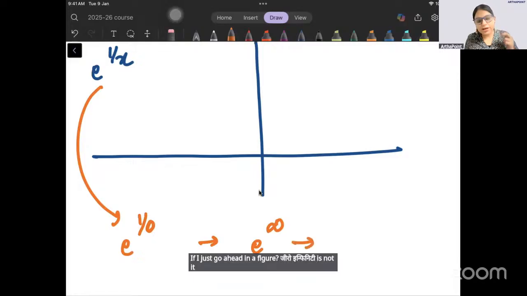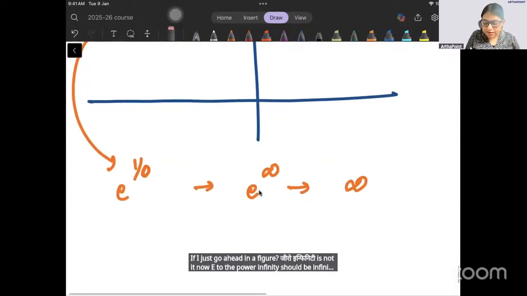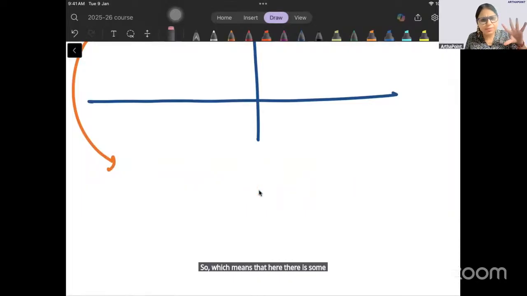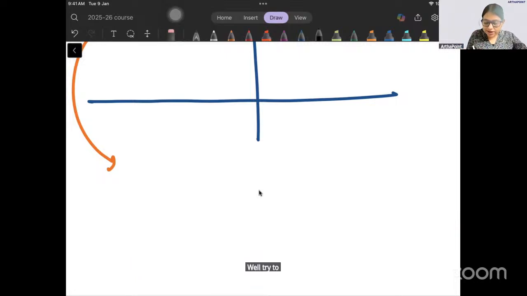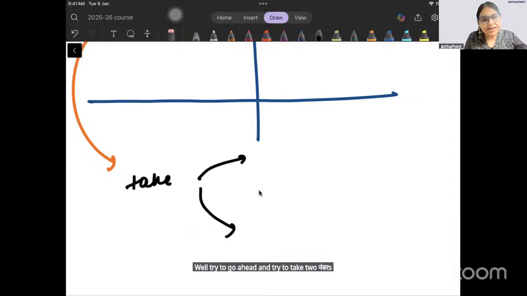Now e to the power infinity should be infinity. So there is something fishy because I'm getting infinity, which means there might be some asymptote. I have to think about it. And how can I think about it? Well, try to take two numbers, positive, but close enough to 0.